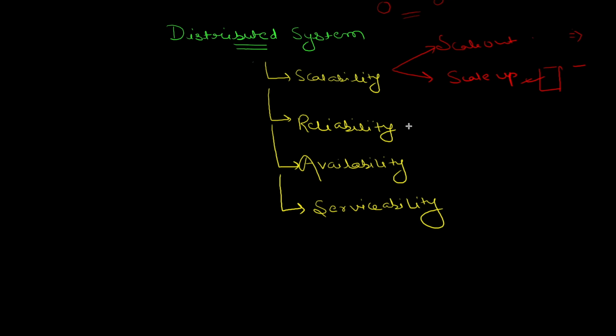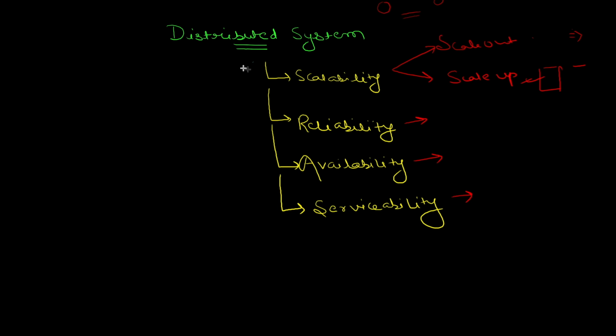Reliability, you can think of as the ability of your system to behave in a desirable or expected manner. Availability can be thought of as whether your system is available to handle any request at any moment of time. Now come to serviceability. Serviceability is the ability of your system to find any issue and repair it as quickly as possible and manage it as quickly as possible.